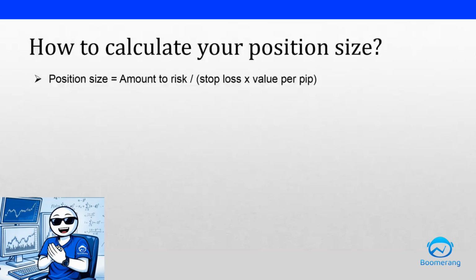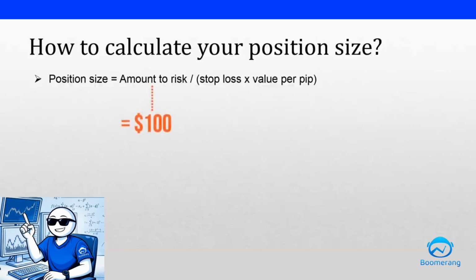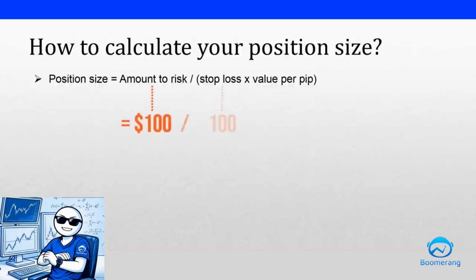So I'm going to share with you a very simple way to do this. I'll just go through a manual way with you first, and then after which I'll show you how to do it with a faster way. So let's say you're risking $100. You're willing to risk $100. And let's say your stop loss is 100 pips. So you put in 100.